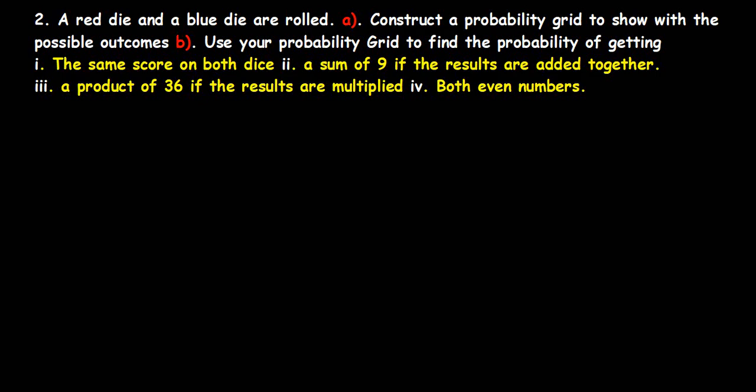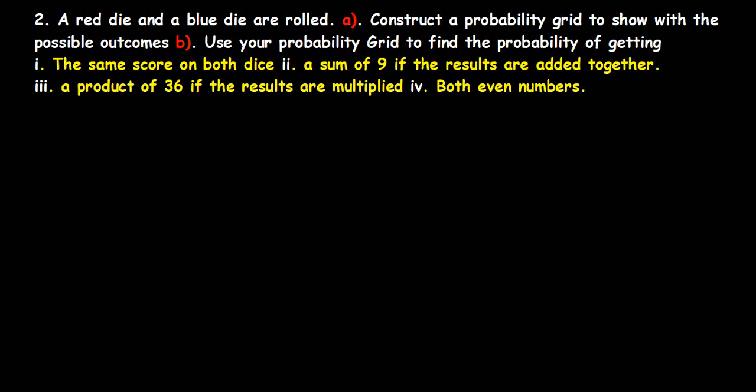Then B, they're saying use your probability grid to find the probability of getting 1, the same score on both dice. 2, a sum of 9 if the results are added together. 3, a product of 36 if the results are multiplied. And then 4, both even numbers.